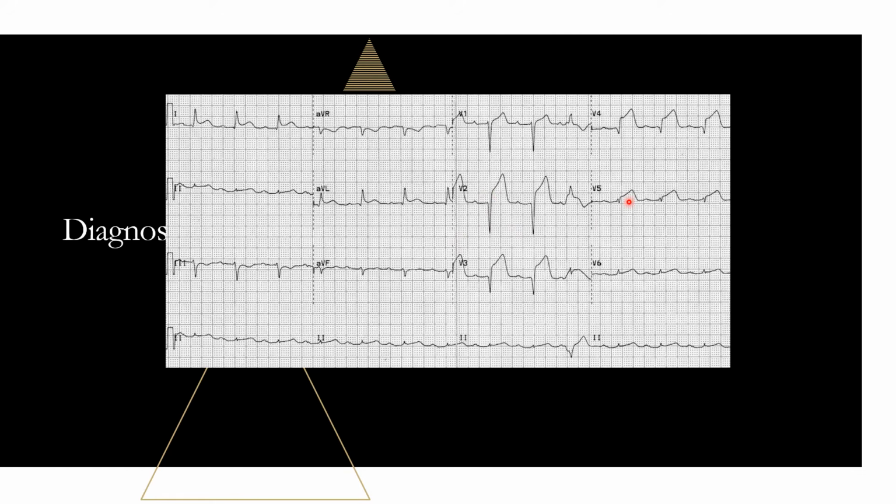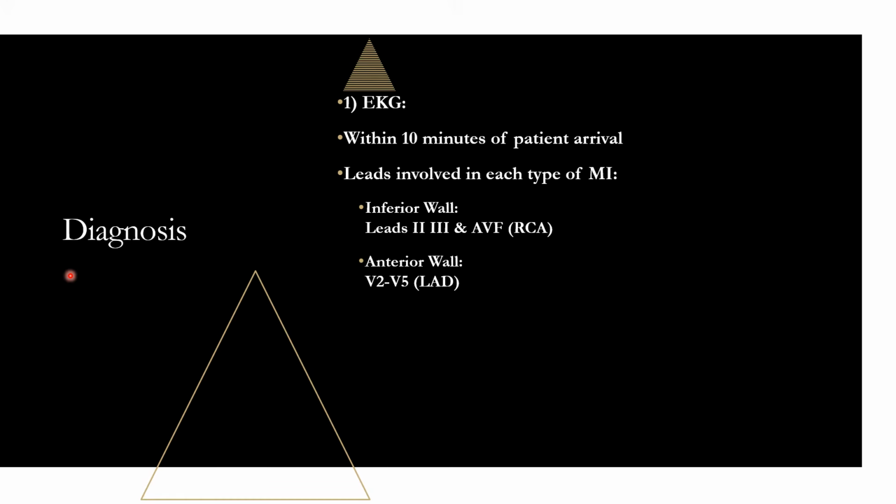Here you can see these nice big peaked ST elevations. You can start to see some of these big old Q waves here. And there's even some ST segment elevation in 1 and AVL. But you can see this is an anterior wall MI here. You see 2, 3, and 4, that big old ST elevation, starting to see the Q waves as well. So that will be an anterior wall MI. V2 through V5, left anterior descending.